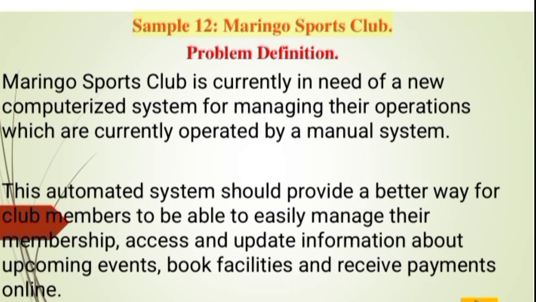Sample 12. Maringo Sports Club. Problem definition. Maringo Sports Club is currently in need of a new computerized system for managing their operations, which are currently operated by a manual system. This automated system should provide a better way for club members to be able to easily manage their membership, access and update information about upcoming events, book facilities and receive payments online.